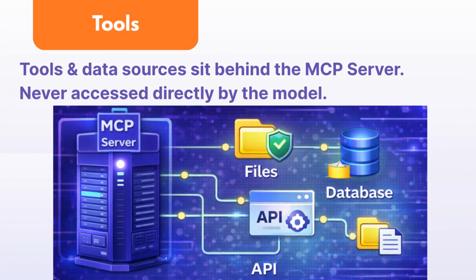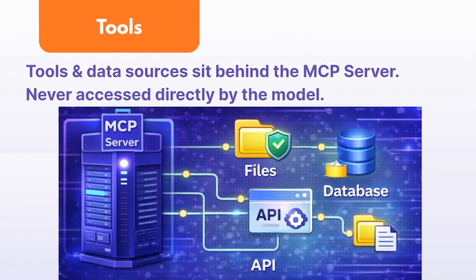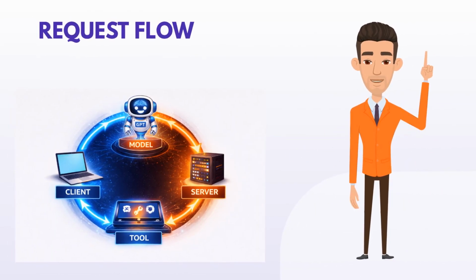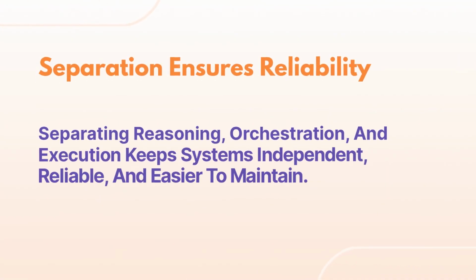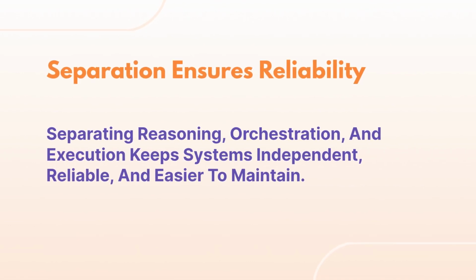Tools and data sources sit behind the MCP server. They are never accessed directly by the model. When the model needs something, it makes a structured request. That request flows through the client, server, and finally to the right tool. This separation is intentional. It keeps reasoning, orchestration, and execution independent and reliable.